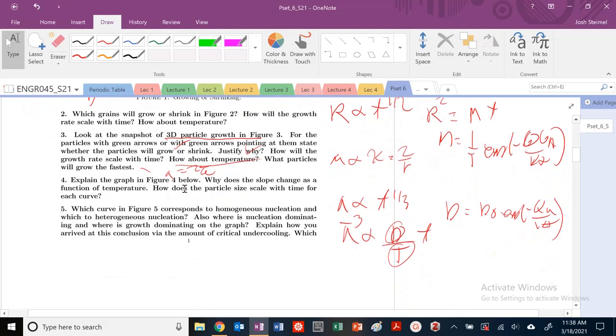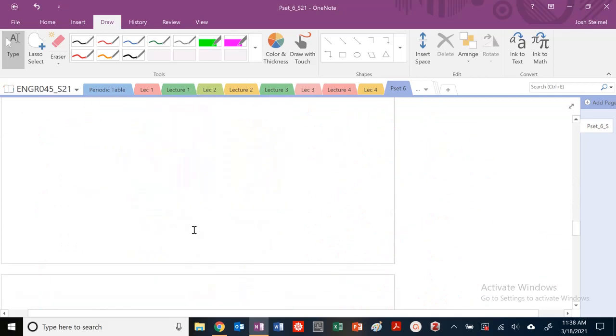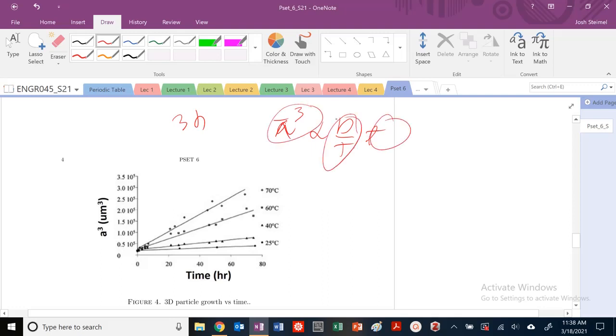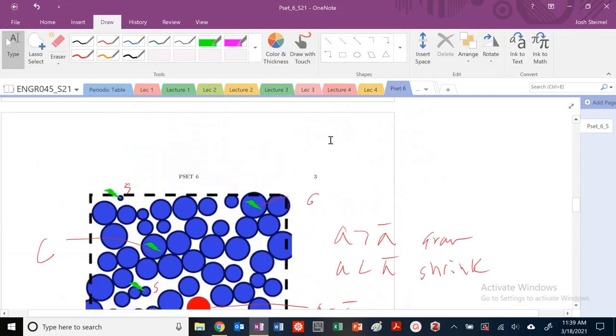Explain the graph in figure 4 below. Why does the slope change as a function of temperature? How does the particle scale with time for each curve? So this is A cubed, so we know that we're dealing with Ostwald ripening, i.e. 3D. We just saw that A bar cubed was proportional to D over T times time. So if I plot y versus this x, my slope is controlled by this, and just like we saw, that Arrhenius relationship will beat out this 1 over T. So as we increase temperature, our slope should increase. Excellent. So that's number 4.